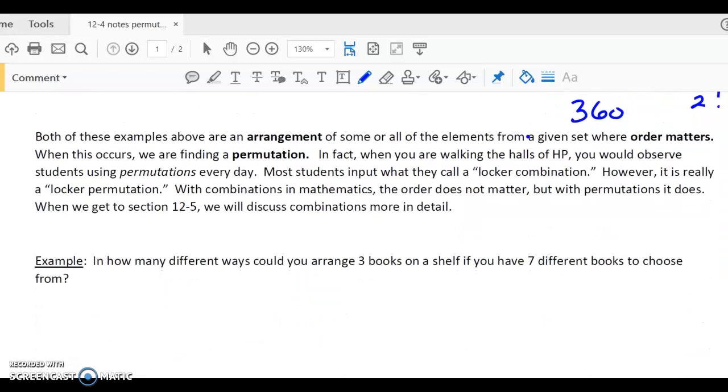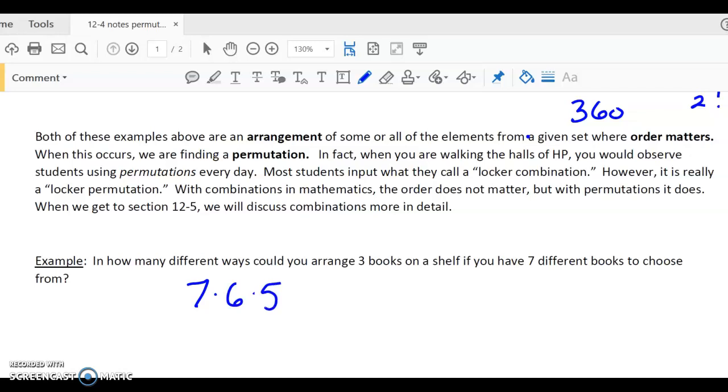Let's look at the next example. In how many different ways could you arrange 3 books on a shelf if you have 7 different books to choose from? Well, think to the examples above with the lines. A bookshelf is essentially a line. For the first position, we have 7 books to choose from. Next position, we have 6. In the last position, we have 5.